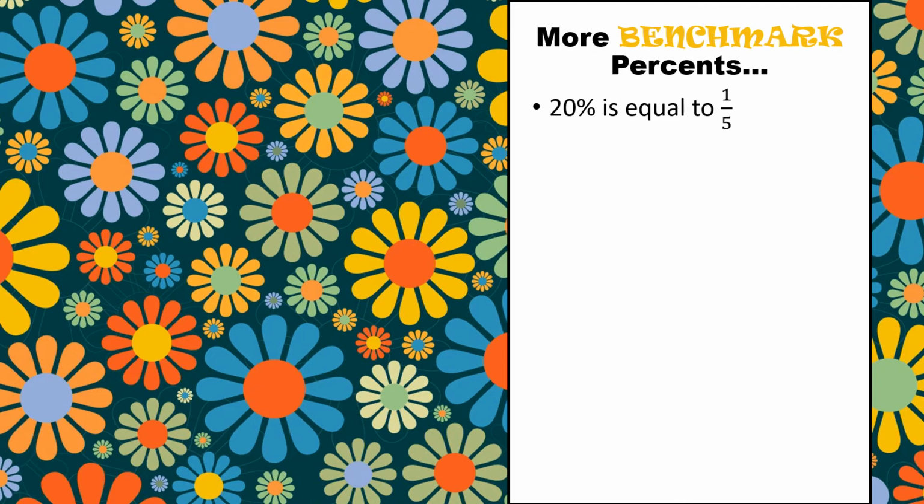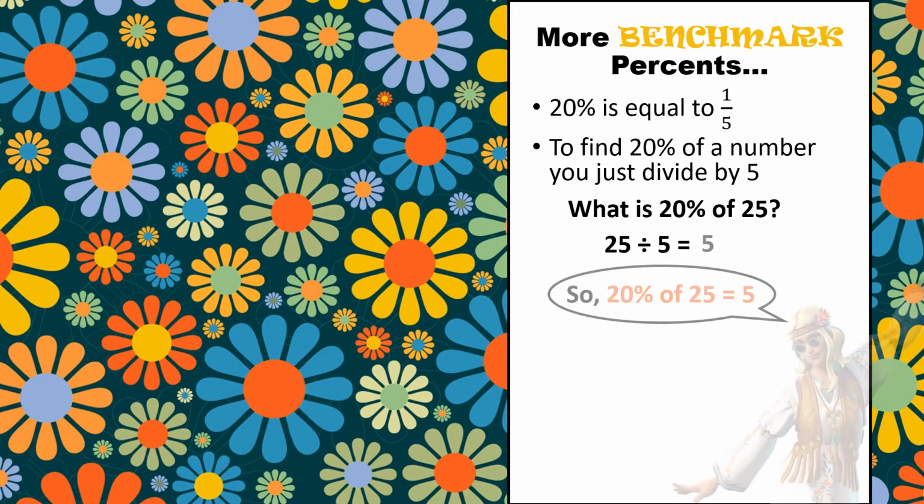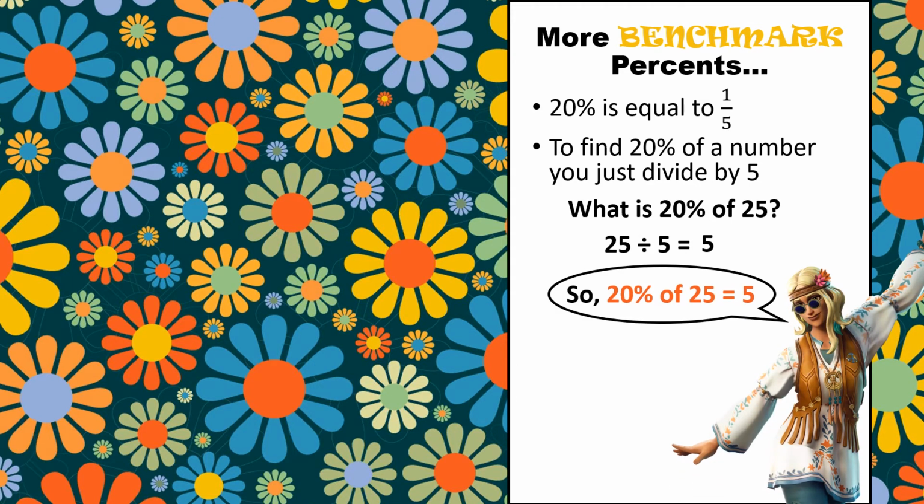Entering the 60s and early 70s decade. Here are some more benchmark percents. I want to remind you to please pause this as you need to take notes so that you don't feel like you're falling behind. But 20% is equal to 1/5. So following the same pattern, to find 20% of a number, you just divide by 5. If you were asked what is 20% of 25, all you would do is divide 25 by 5. So 20% of 25 equals 5.